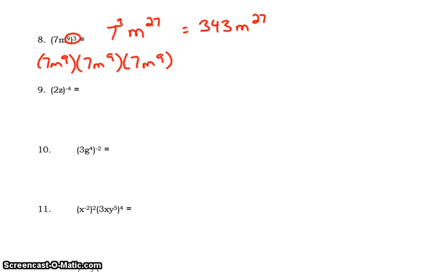Okay, now we can do a couple different things with this one. We can use the shortcut, 2 to the -4, z to the -4. Now notice that both of those have negative exponents.